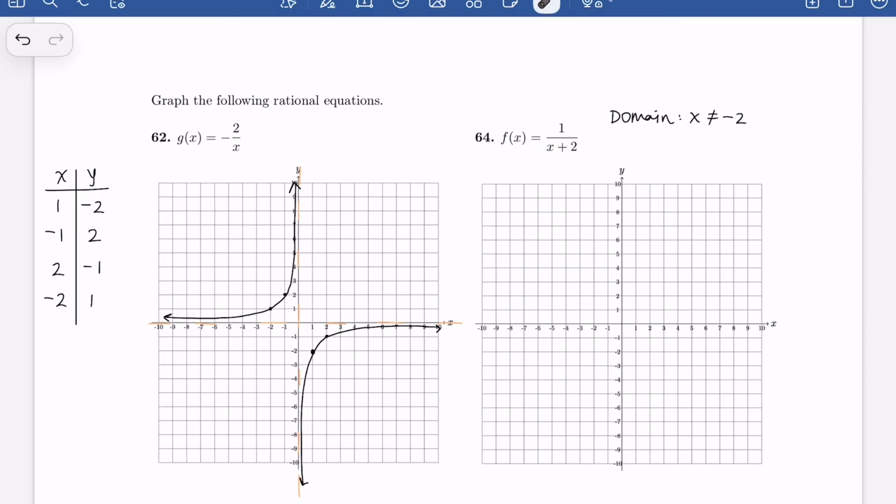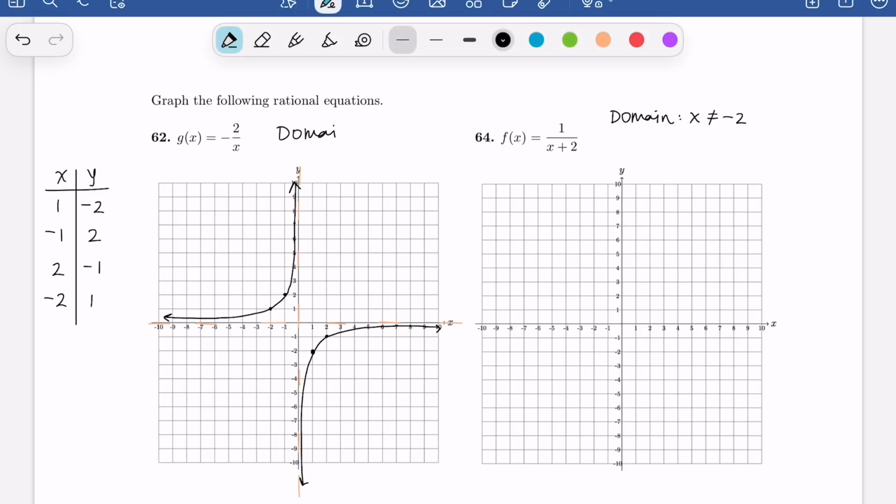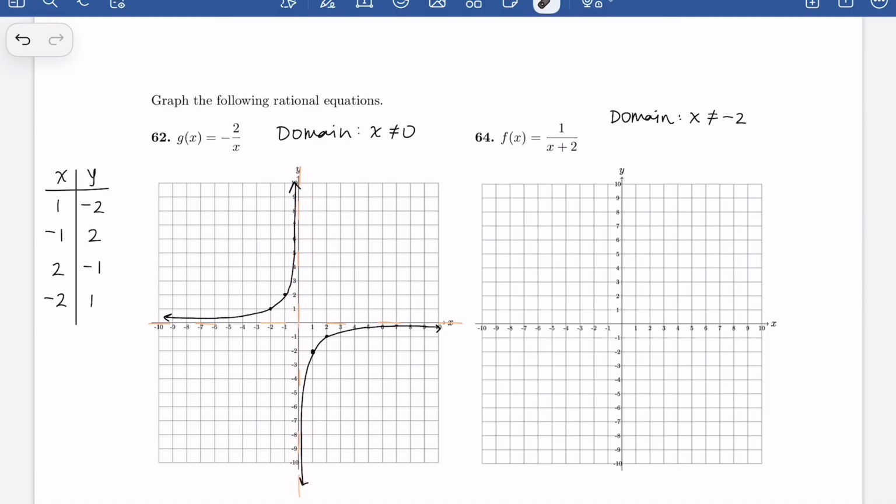So I can't plug in -2 into this input. Well, that's going to change our vertical asymptote. Remember, our vertical asymptote is going to be the value excluded from our domain because x can never be equal to that value. So for this one, our domain was that x is all real numbers except for 0. So we're going to have a vertical asymptote at this point because we're never going to hit x equals 0. Now in this case, we're never going to hit x equals -2. So this is going to shift our vertical asymptote 2 units to the left, to x equals -2. So since x can never be equal to -2, this is our new vertical asymptote.